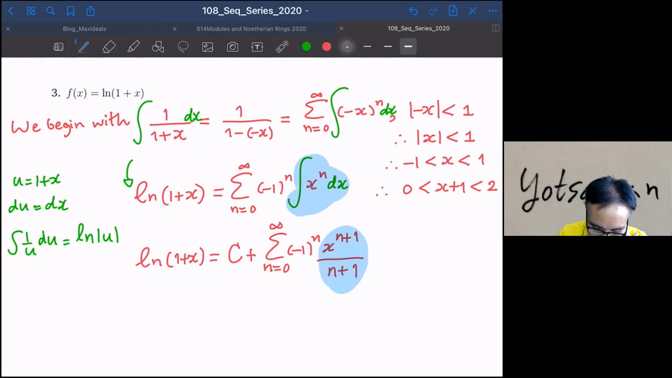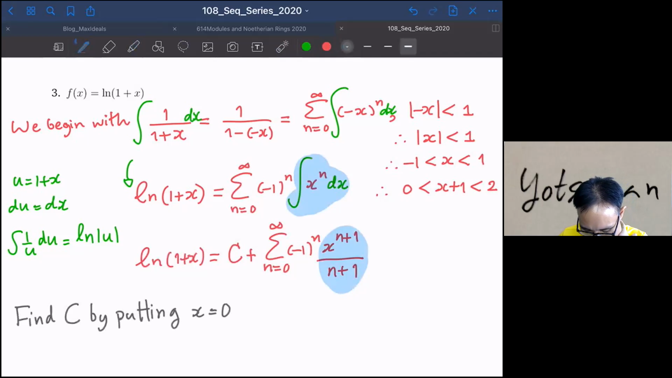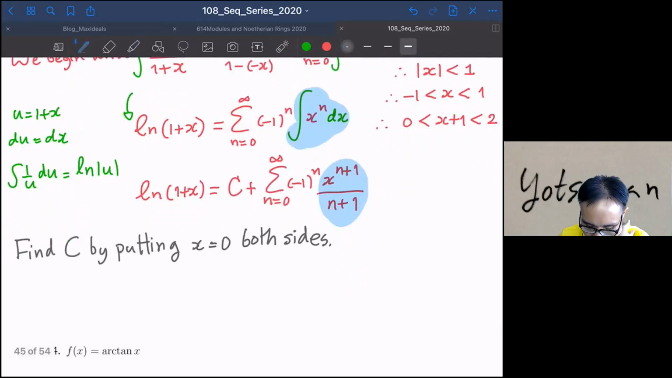Okay, so we're going to find c by putting x equal to 0 on both sides. When you plug in x equal to 0 for the left side, it's going to be log 1, and on the right side, it's going to be c.